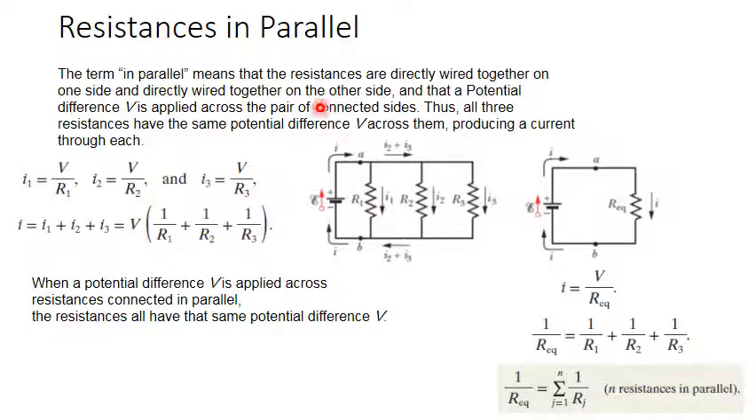So the voltage is applied between these two terminals. Thus, all three resistances have the same potential difference V. So in this case, this is the potential difference between point A and B, because actually A is all this point and B is all this point. Okay? Thus, all three resistances have the same potential difference V across them, reducing current through each one.